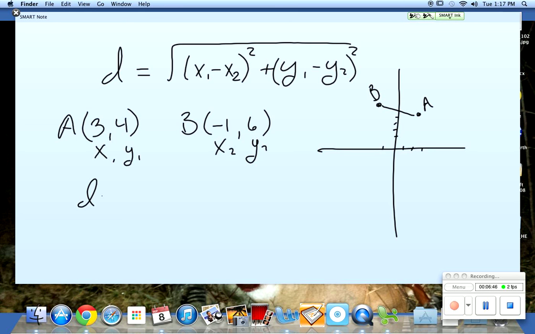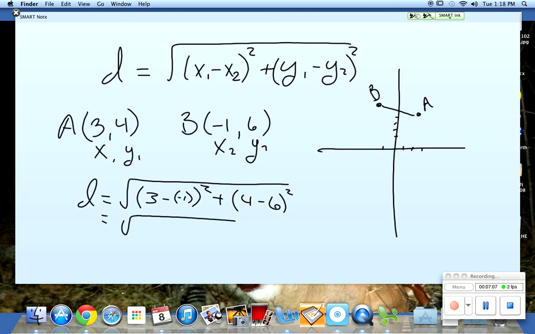The distance equals the square root of 3 minus negative 1 squared plus 4 minus 6 squared, which equals the square root of 3 minus negative 1, 4 squared, 16, plus negative 2 squared is 4, square root of 20.